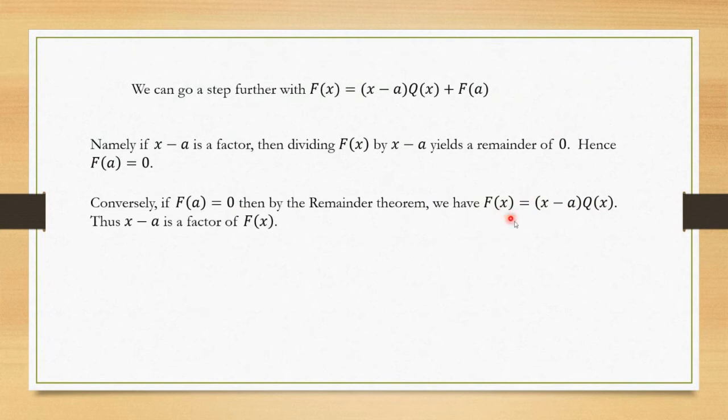So we can really determine if something is a factor of f of x. You just evaluate it at a. Excuse me, let me say it again. We can determine if a polynomial has a factor of the form x minus a without actually factoring or doing division. We just replace x by a. And if we get 0, then it's a factor. This is saying that the converse is true: if x minus a is a factor, then r of x, the remainder, has to be 0.